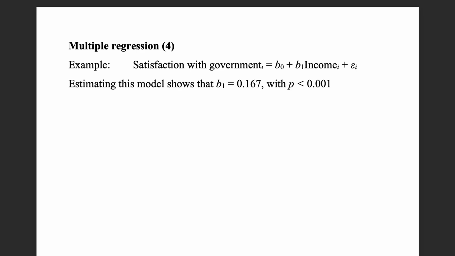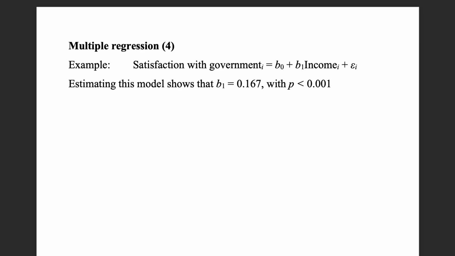And we saw that the associated p-value for that coefficient was very, very small. So it was a lot smaller than 0.001. So very, very unlikely to find this in our sample under the assumption that in the population income has no effect whatsoever on satisfaction with government.